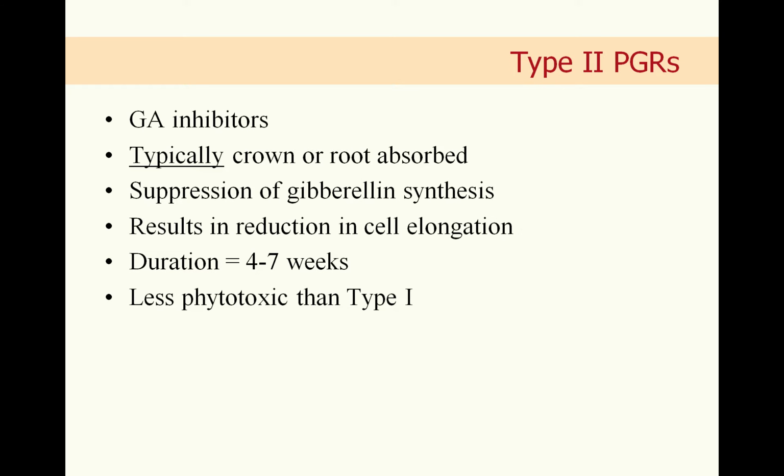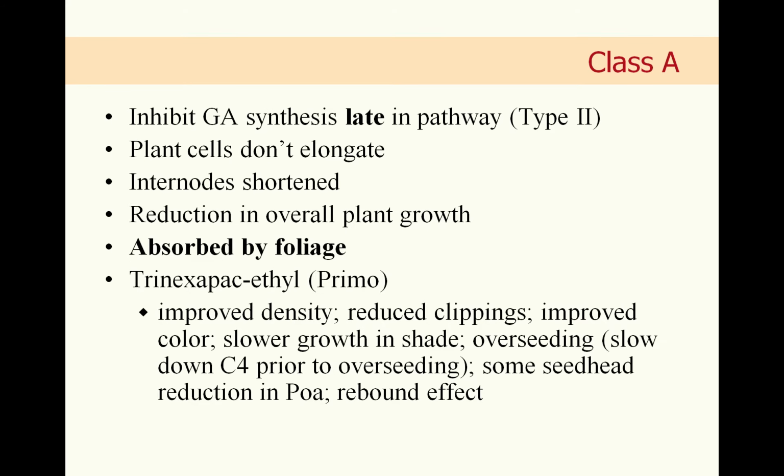So the other group, according to this classification, would be type 2. These would be the gibberellin, or sometimes referred to as GA, gibberellic acid inhibitors. These are typically crown or root absorbed, which would not be an advantage because it's easier to get them into the plant if you can just spray them on the foliage. They suppress components of the gibberellin biosynthesis pathway. The net result is a reduction in cell elongation. The duration would be a little longer than the type 1, and these are certainly less phytotoxic than the type 1 materials.